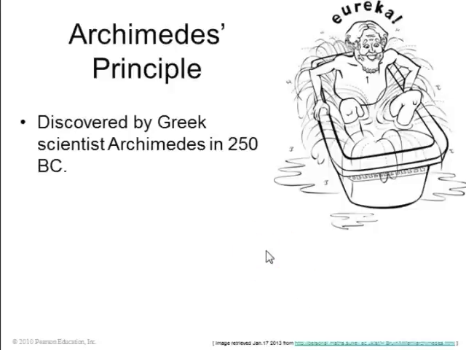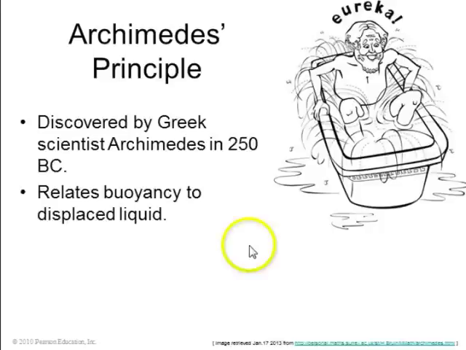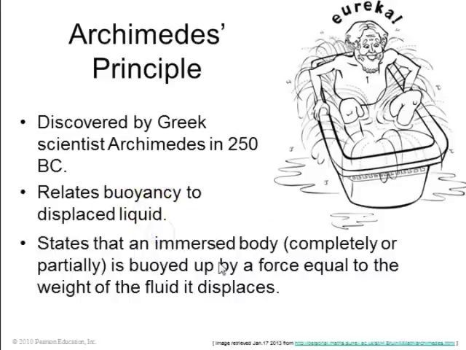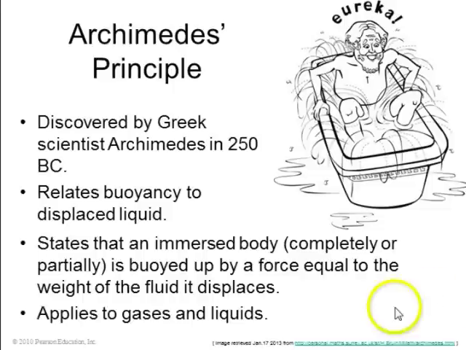It was Archimedes that discovered this rule about buoyancy, which is that an immersed body, completely or partially, is buoyed up by a force equal to the weight of the fluid it displaces. That's called Archimedes' Principle, discovered in 250 BC. And he shouted "Eureka" when he figured it out. Archimedes' Principle applies to both gases and liquids.